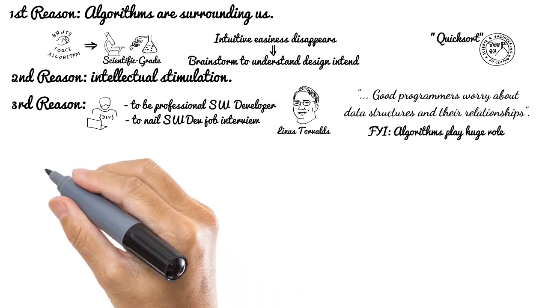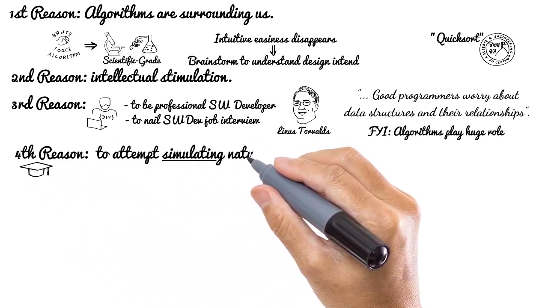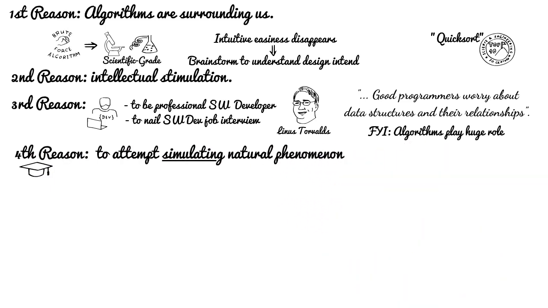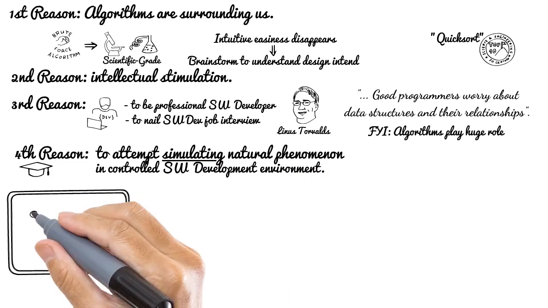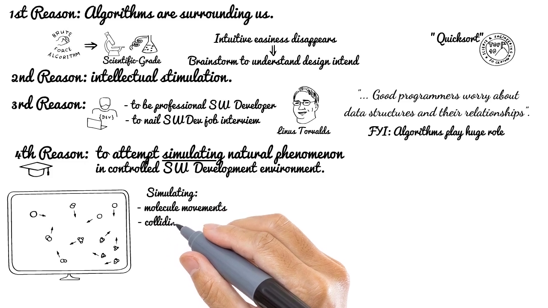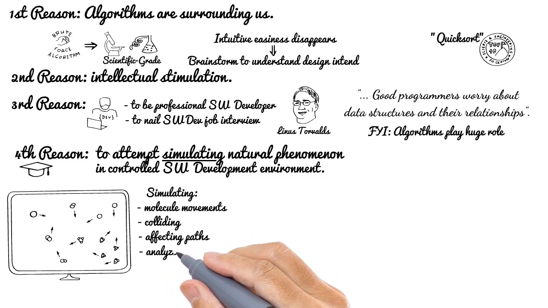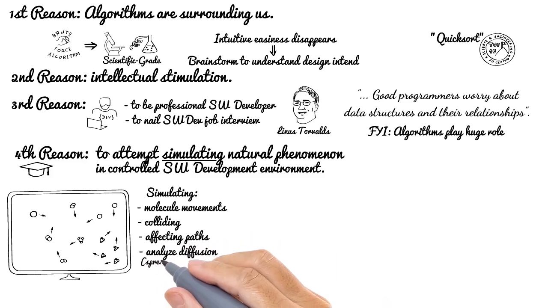The next reason is applicable if you plan to be a scientist or to use a scientific approach to learning subjects. The reason is to attempt simulating what might happen in nature to better understand and analyze natural phenomena in a controlled software development environment. For example, you can graphically and mathematically simulate movements of molecules of different sizes in the atmosphere, how they are colliding with each other and as a result affecting each other's trajectories, how they can travel in open or closed environments or through different porous materials to analyze relevant processes like, for example, diffusion, which technically is spreading certain molecules in the air widely.